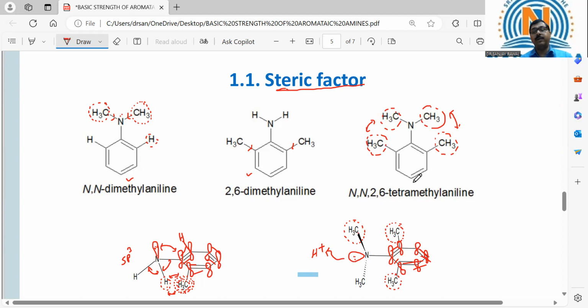So if you want to compare the basic strength of these compounds, this compound is most basic, and after that this, because the plus I effect of 2 nitrogen and plus I effect of 2 CH3 groups increases the electron density around this nitrogen, and here the overall phenyl group has a minus I effect. So this is least basic amongst these compounds. This factor is called the steric factor.